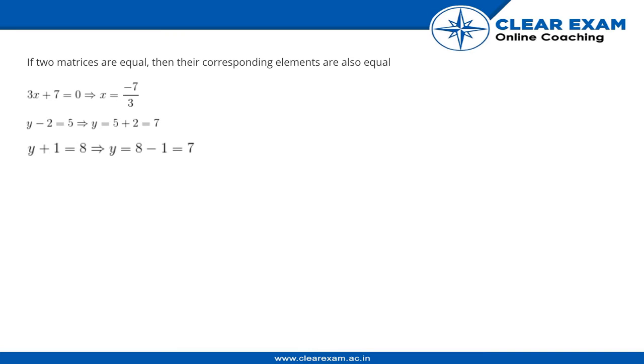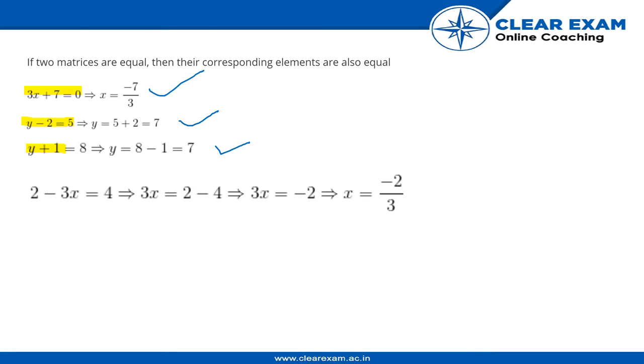Moving to the next slide, we can see that I already told you that we have four equations. The first equation was 3x plus 7 is equal to 0, the second equation was y minus 2 is equal to 5, and the third equation was y plus 1 is equal to 8. That makes x equal to minus 7 by 3. Solving the second equation, we get y is equal to 7, and solving the third equation, we get y is equal to 7. And the fourth equation was 2 minus 3x is equal to 4. Solving this equation, we get x as minus 2 by 3.